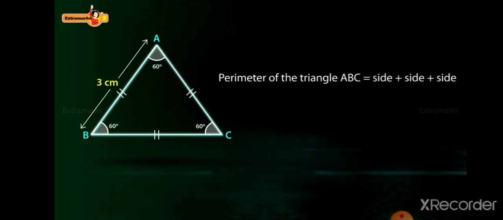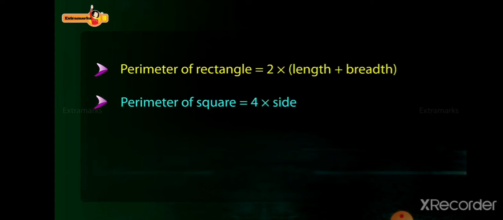The perimeter of an equilateral triangle is equal to the sum of the lengths of its sides. We can also write it as 3 multiplied by the length of its side. So, this is the generalized form of the perimeter of an equilateral triangle. Now find the perimeter using this formula. Therefore, the perimeter of this triangle is 9 centimeters. Hence, these are some formulas of perimeter.